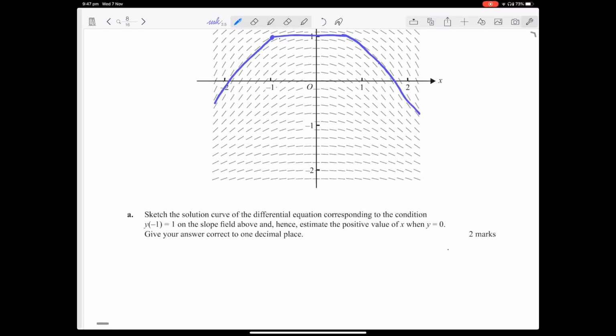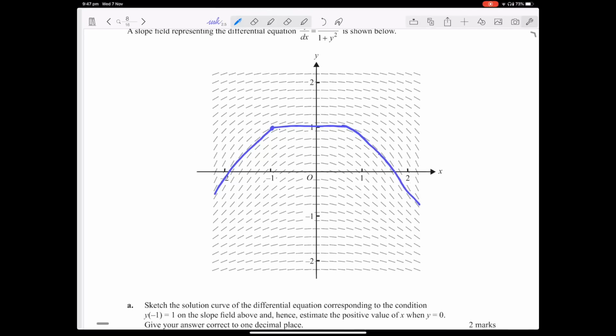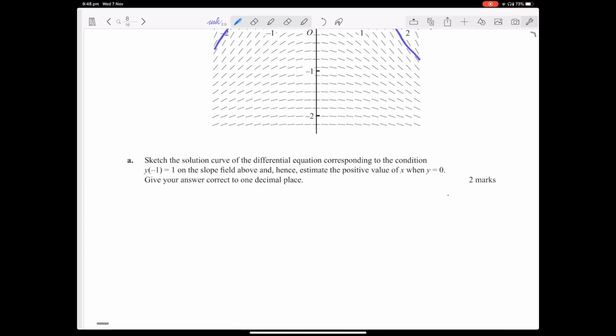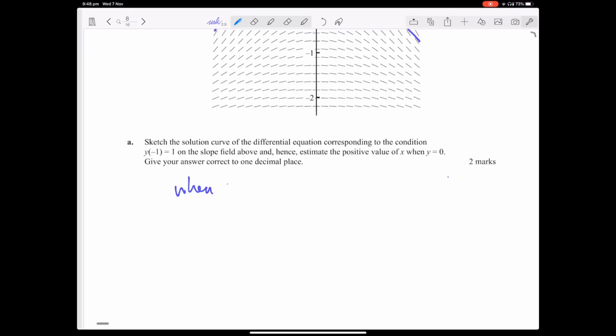So sketch a solution curve of the differential equation corresponding to the condition, and hence estimate the positive value of x when y equals 0. So when y equals 0, I would say like 1.8. So when y equals 0, x equals 1.8 approximately.